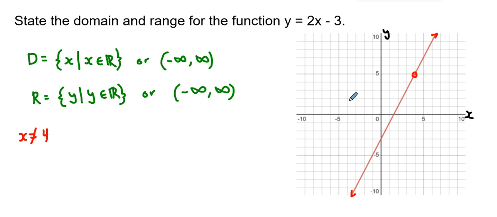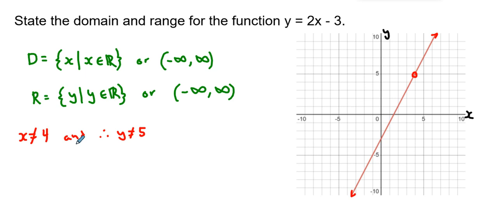As a product of this, if we sub 4 in, 2 times 4 is 8 minus 3 is 5. You can see on the graph here that the line lines up. So we're also saying, as a result, that y cannot equal 5. This graph can't be x equals 4 or y equals 5. What would that do to my domain?